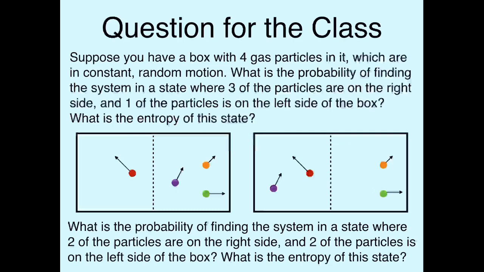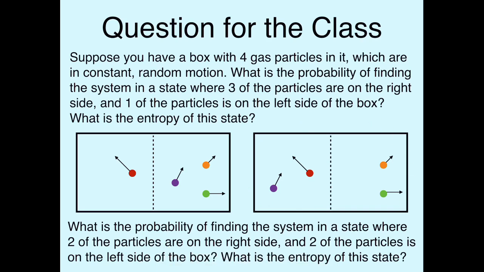Okay, so we're going to do a quick calculation here. Suppose you have a box with 4 gas particles in it, which are just constantly randomly moving around. What is the probability of finding the system in a state where there are 3 particles on the right side and 1 particle on the left side like this? What is the entropy of that state? Find the probability and also calculate the entropy based on the equation I just showed you. Also, look at the case where we have 2 on the left and 2 on the right. What's the probability of this happening, and what's the entropy of that state?